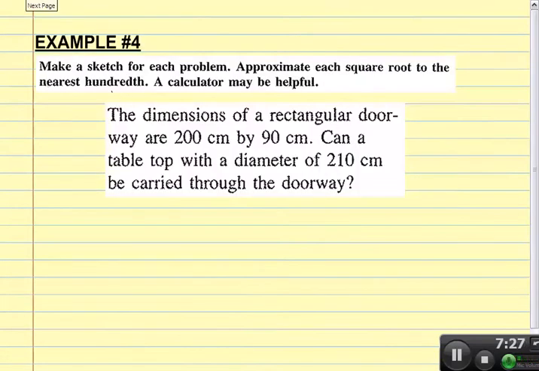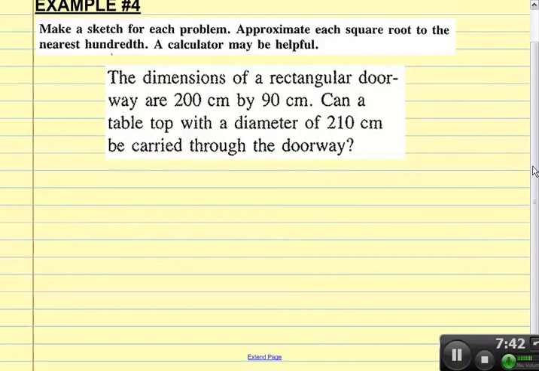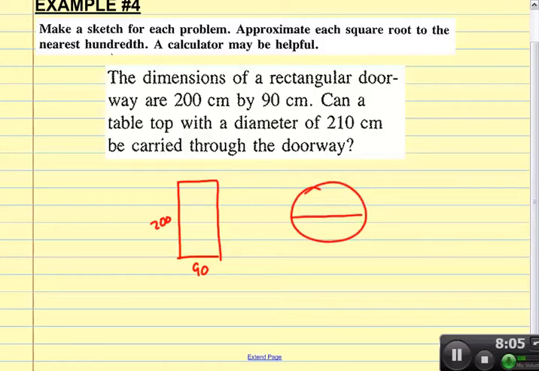Oh, of course they're going to give us a word problem, because that makes sense. We need to be able to solve problems. That's what we do. Make a sketch for each problem. All right, I will. Approximate each square root to the nearest hundredth. A calculator may be helpful. The dimensions of a rectangular doorway are 200 centimeters by 90 centimeters. Can a tabletop with a diameter of 210 centimeters, well that must be a circular table, be carried through the doorway?